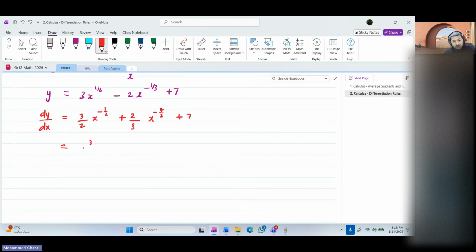So we got 3 over 2 x to the power half. That's it. Plus 2 over 3, bring this down as well, x to the power 4 over 3, plus 7. Stop here. You don't need to write it in a radical form unless the question asks you for it, right? Because you know this is inside over outside.